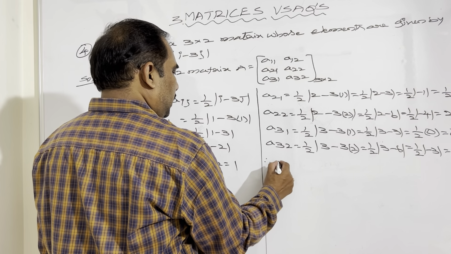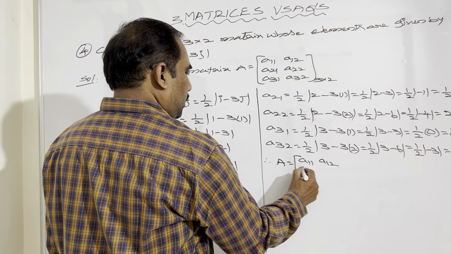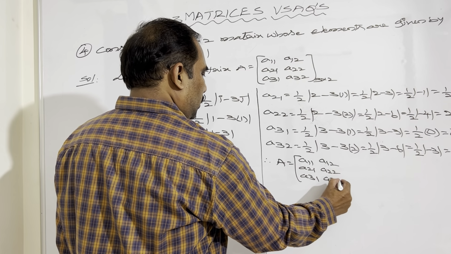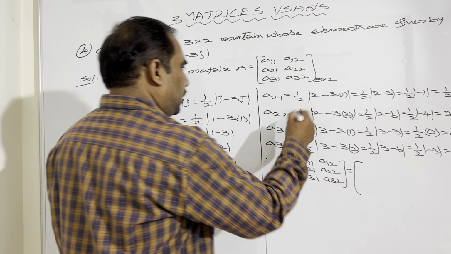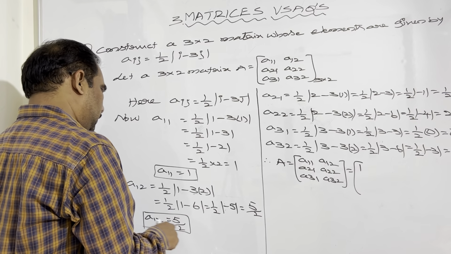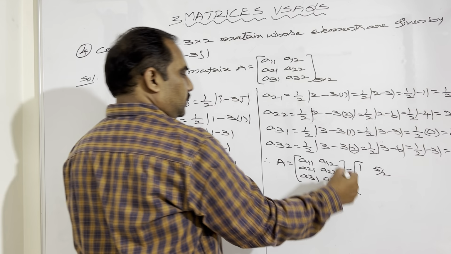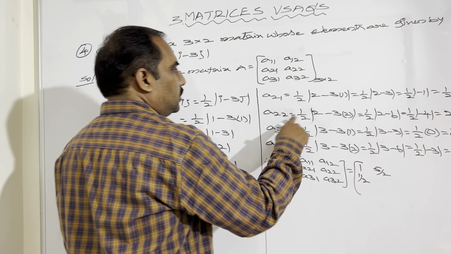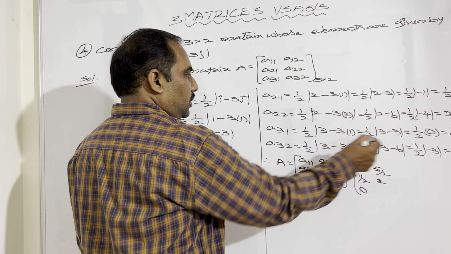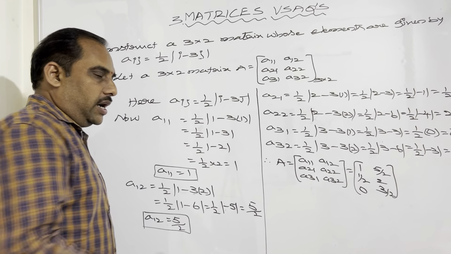Therefore capital A is equal to the matrix of A11, A12, A21, A22, A31 and A32. Replacing the corresponding elements, A11 is equal to 1, A12 is equal to 5 by 2, A21 is equal to 1 by 2, A22 is equal to 2, A31 is equal to 0 and A32 is equal to 3 by 2. This is the required 3 by 2 matrix.